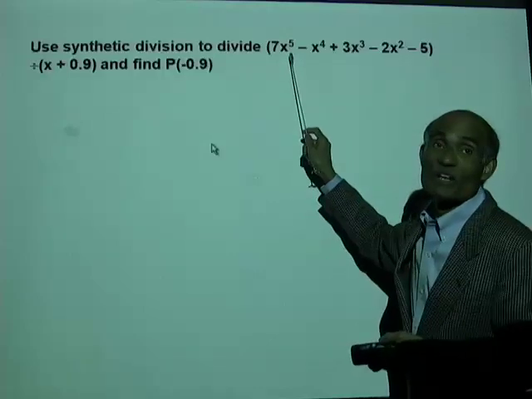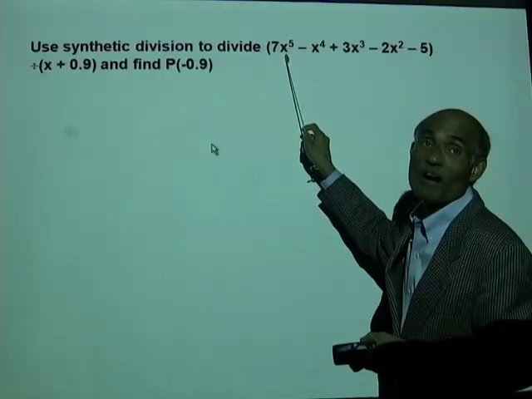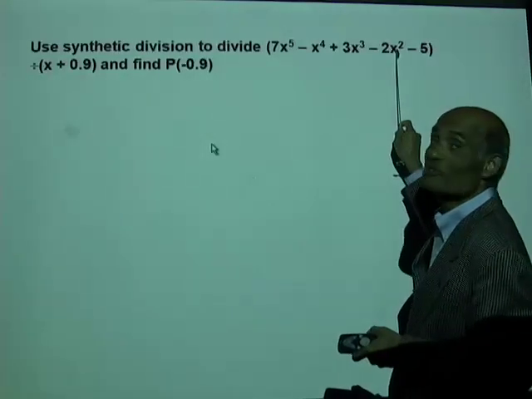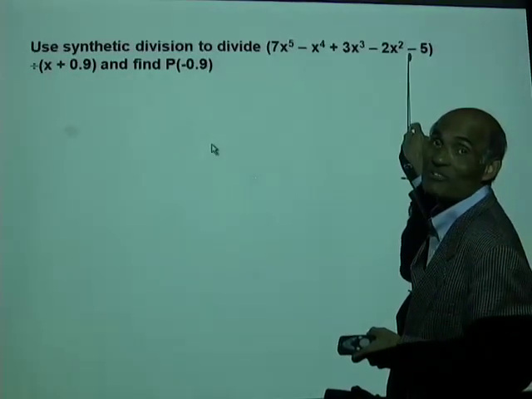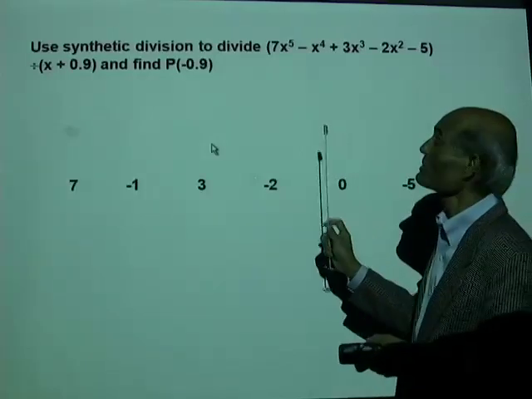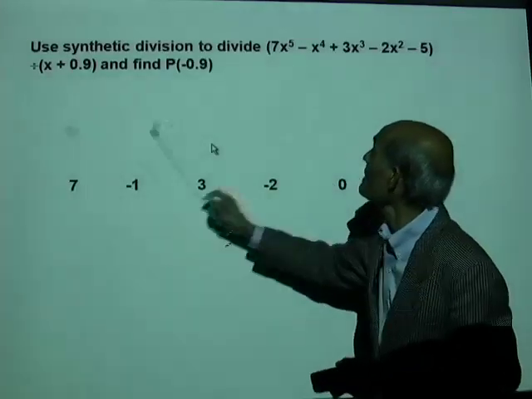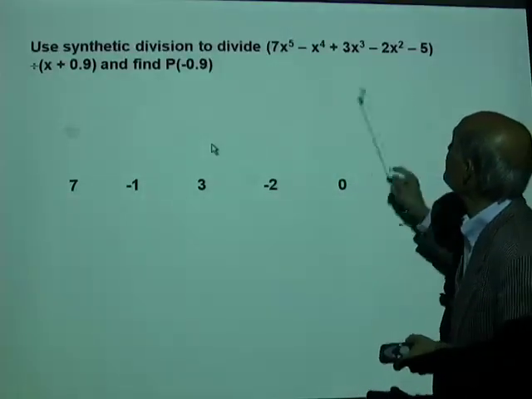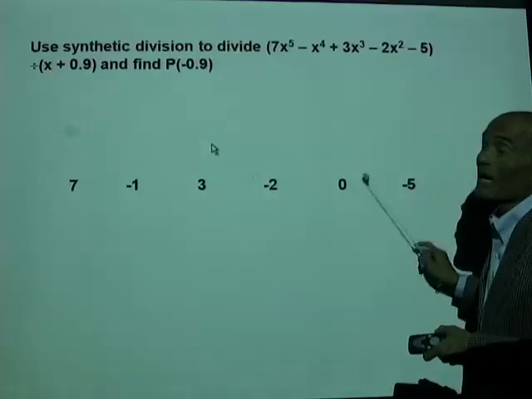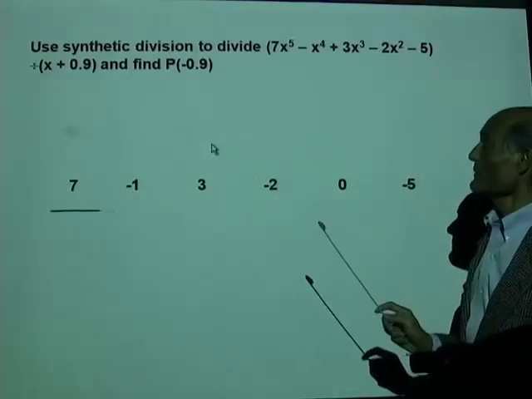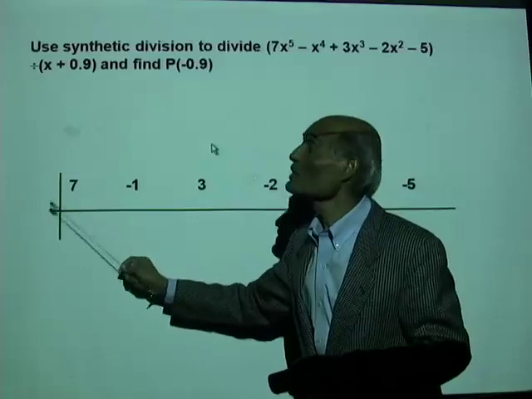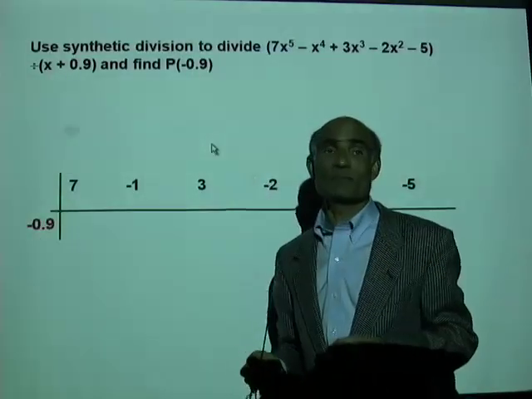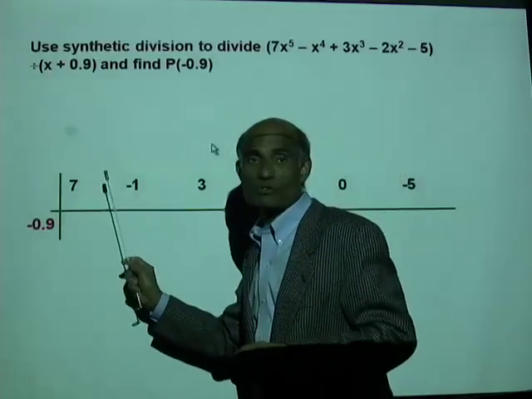You notice here the degree is 5, the power 5, power 4, power 3, power 2, power 1 is missing. So be careful when you pick your coefficients. So the coefficients are 7, negative 1, 3, negative 2, 0 because there is no x there, and negative 5. Horizontal line, vertical line, your a is negative 0.9. Alright, let's go through this quickly.